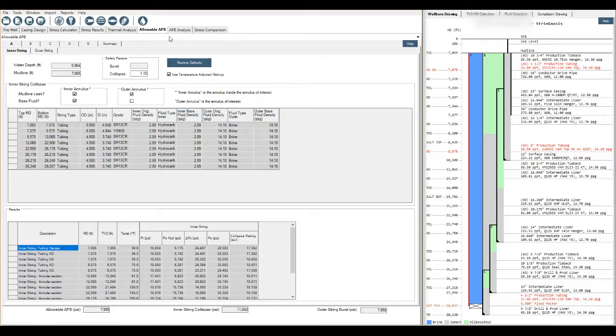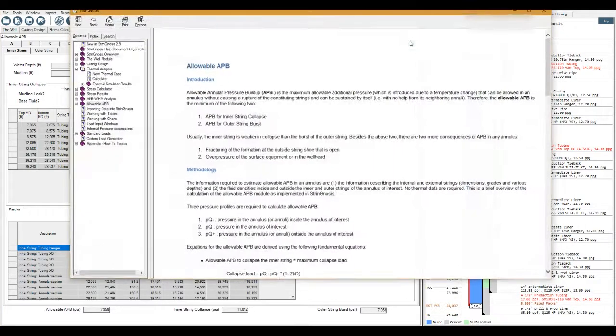So when you first open up allowable APB, what the program does is it takes worst case scenarios. So it'll often reduce fluids back to base fluid, which would be worst case in production. And then gives you the option of mudline leak. So I often get questions on what mudline leak is.